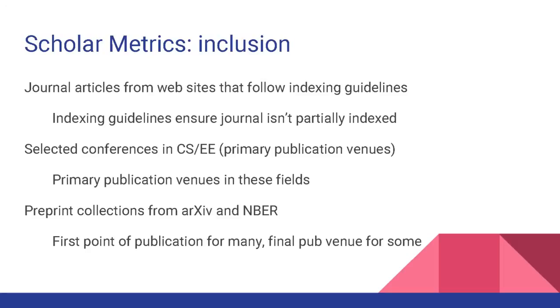We also include selected conferences in computer science and EE. In these fields, conferences are the primary publication venues. To give you my own example, I think I probably have 1 journal article in my entire research career, which was admittedly not huge, but at least 12 years. And finally, we include preprint collections from arXiv and SSRN. These are the first points of publication for many, many articles in these fields. And for some of the articles in the field, these are the final publication venues.